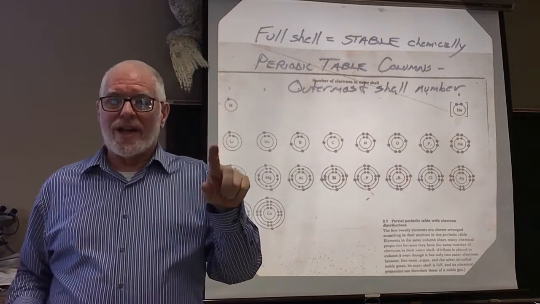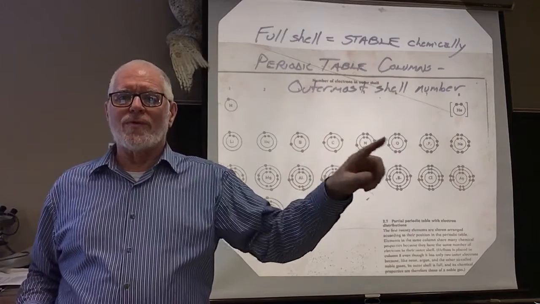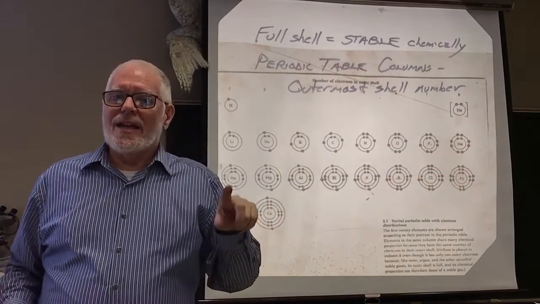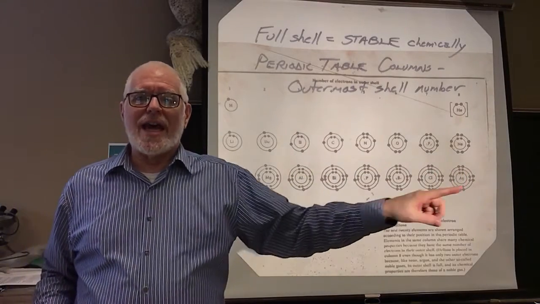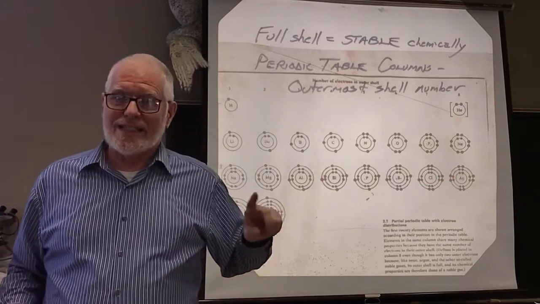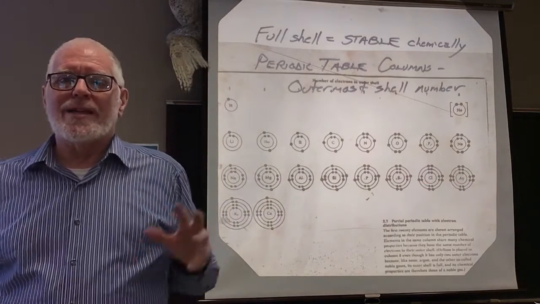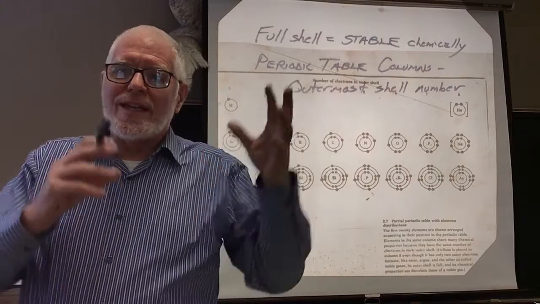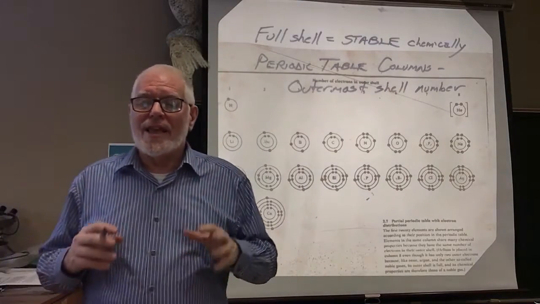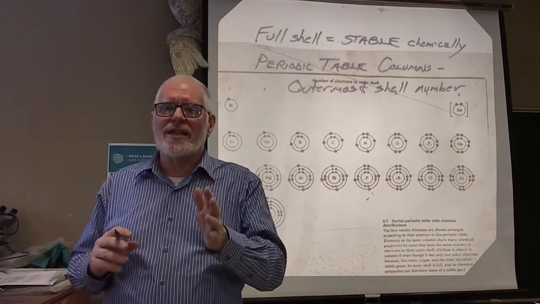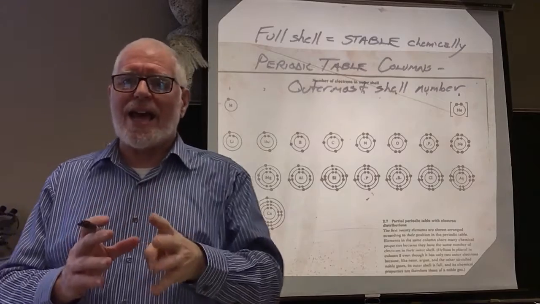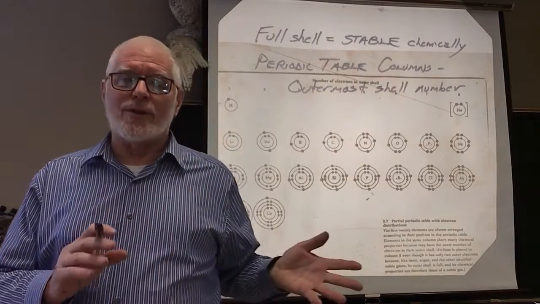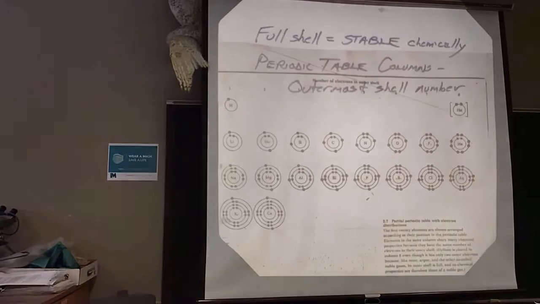When you get to the next level down, you've got 1, 2, 3, 4, 5, 6, 7, 8. 1 electron on the outside, 2, 3, 4, 5, 6, 7, 8. The next level, you get 8 again, and then it starts to get weirder. But that's what the columns represent.